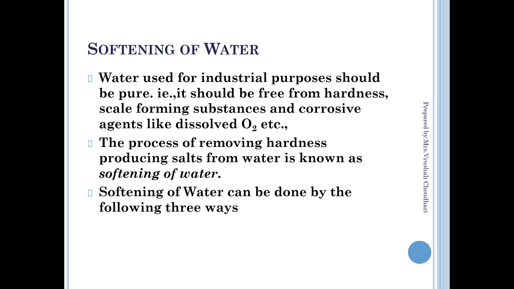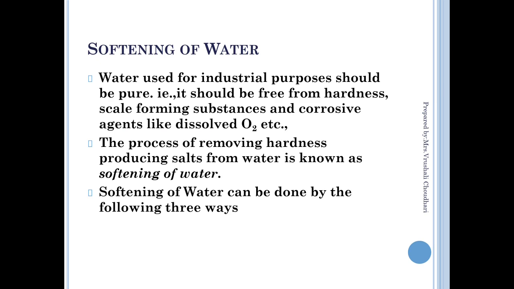What is the water softening process? In the water softening process, we are going to reduce the amount of calcium and magnesium salts which produce hardness in water. Water used for industrial purposes should be pure and free from bacteria, as well as free from hardness-causing salts like calcium and magnesium dissolved in the water. Due to that, it becomes more corrosive and we have to remove the oxygen.